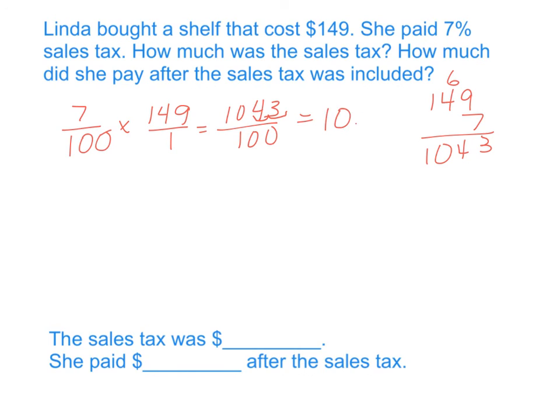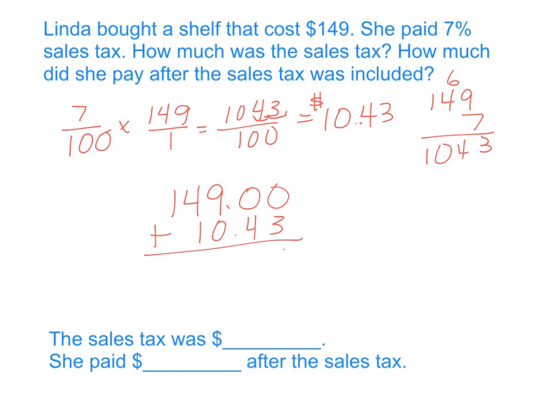So $10.43 is the tax. So $149 plus $10.43 gives me a total of $159.43 when my tax was $10.43.